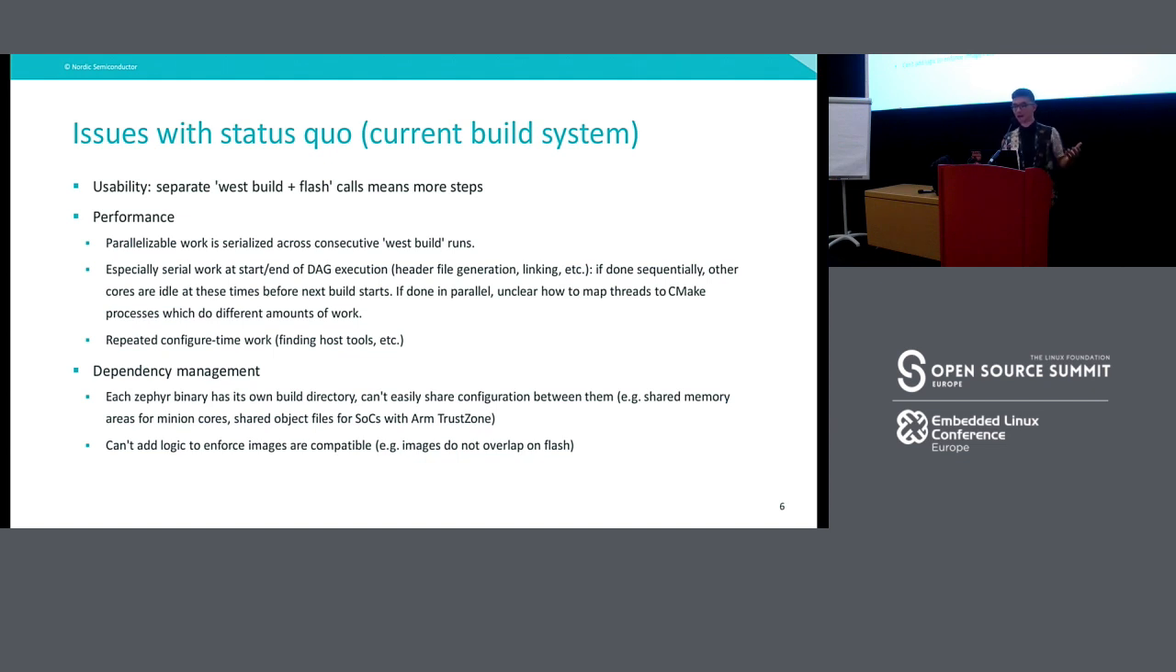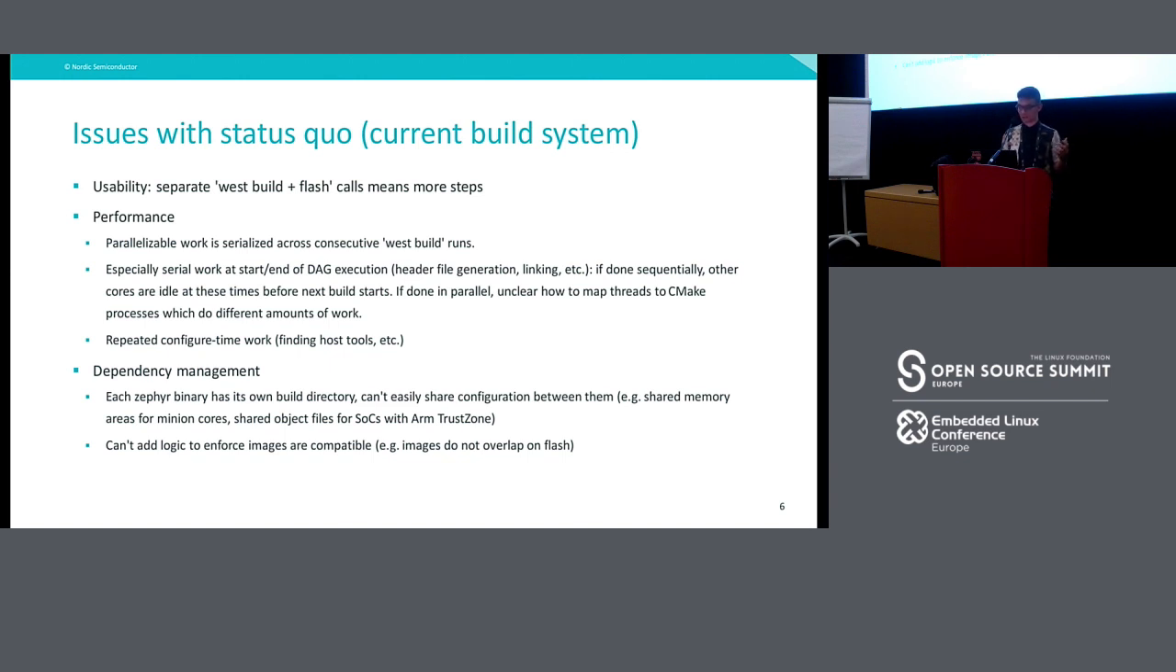And then if you're doing them in parallel, you're allocating some threads to one application binary and another set of threads to another. Well, that limits you from doing some cross-checking in some ways, but it also is kind of unclear how to map threads to builds, right? You're also doing some repeated configure time work. But the main thing is what we already started getting into, which is dependency management, right?